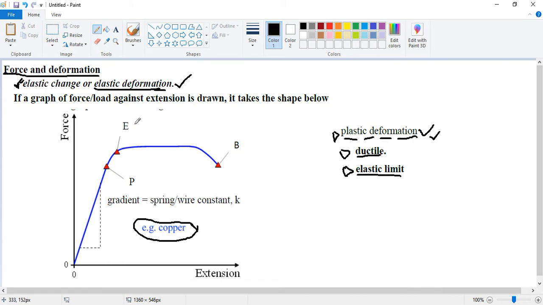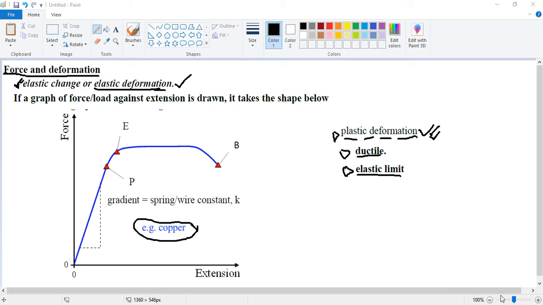However, copper is a very good material in that if the loads applied are very small and you remove the loads, the material is able to regain its original length. So we say that the material can easily undergo elastic deformation. However, if you continue increasing the load, the material may overstretch, so that even if you remove the load, the material does not go back to its original position. So we would say that the material is plastically deformed.